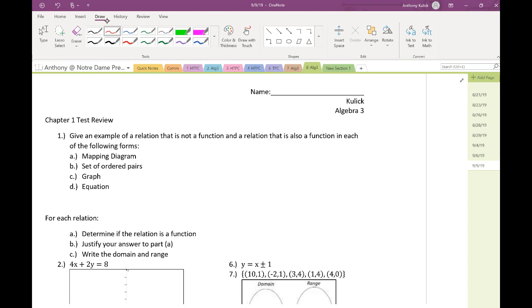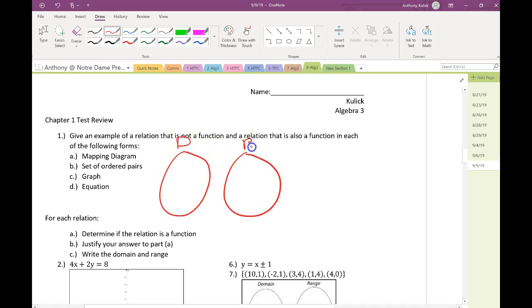Okay, so if I look at 1, it asks us to give an example of a relation that is not a function and a relation that is also a function in each of the following forms. So the first form it asks for is a mapping diagram. What does a mapping diagram look like? It's the thing with the 2 circles. Good. So I'm going to label one of them as domain and range. So I just picked D and R. Everybody's okay with that part?